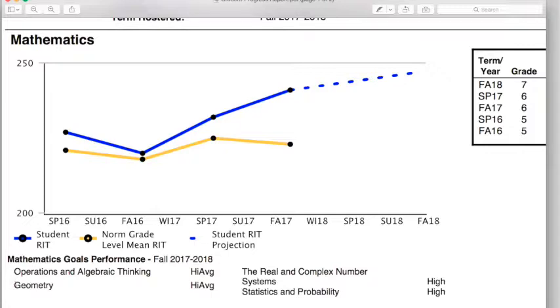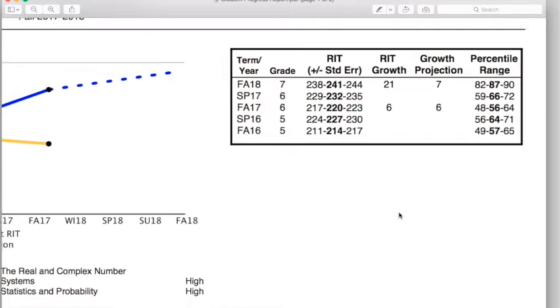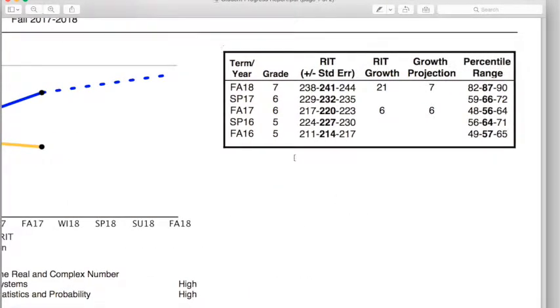The second, you will also notice down below, there is a listing here that states within the different categories about where they are relative to the mean. So for example, high average within both algebra, geometry, and then high compared to the real and complex number systems and statistics and probability. You'll see more of that over here on the chart to the right. This has a listing of every single test that the student has taken since coming to school. You'll notice it started back in grade 5.